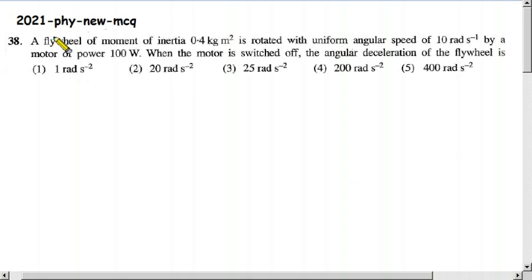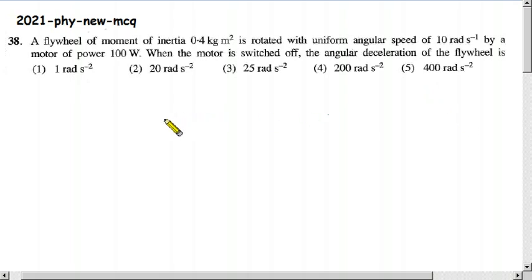Children, today I am going to discuss question number 38 from the MCQ part of 2021 Physics New Syllabus paper. A flywheel of moment of inertia 0.4 kilogram meter squared is rotated with uniform angular speed of 10 radian per second by a motor of power 100 watt. When the motor is switched off, the angular deceleration of the flywheel is 1, 20, 25, 200, 400.